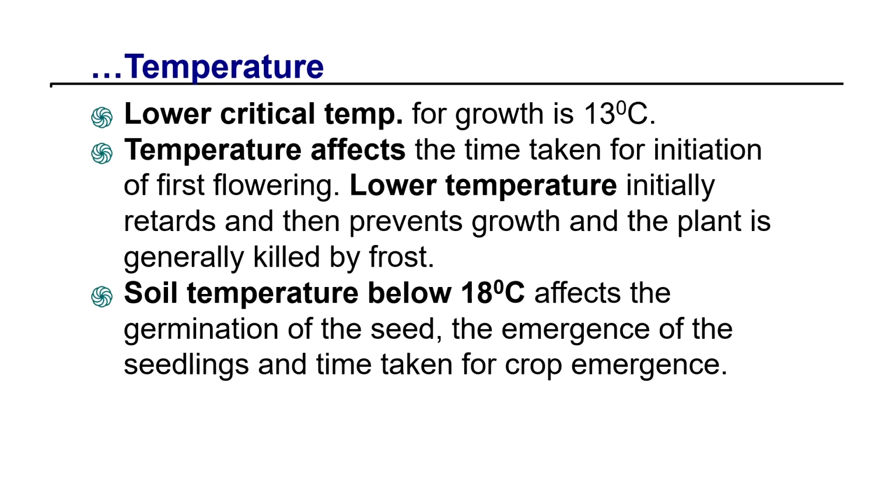Lower critical temperature for growth is 13 degrees centigrade, means you need minimum temperature of 13 degrees centigrade for groundnut. Temperature affects the time taken for initiation of flowering. Lower temperature initially retards and then prevents growth, and the plant is generally killed by frost. So, it does not tolerate colder conditions or frosty conditions. Soil temperature below 18 degrees centigrade affects the germination of the seed, the emergence of the seedlings, and time taken for crop emergence.